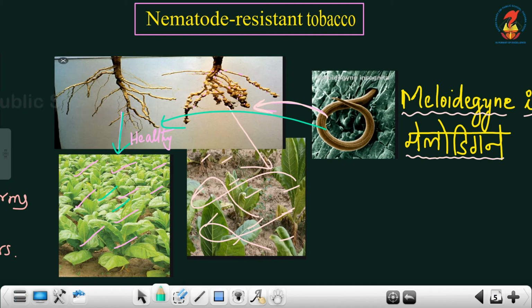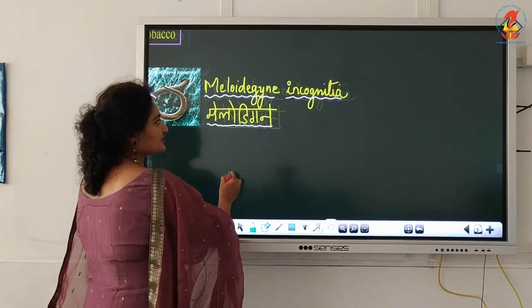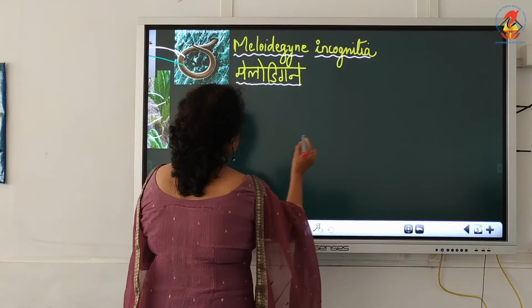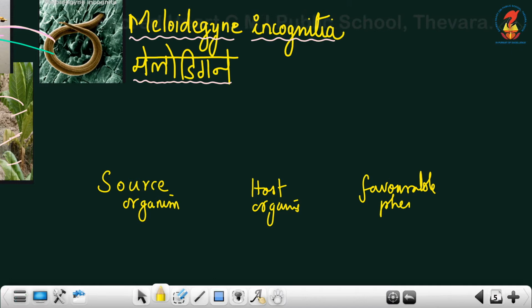And look at the healthy leaves here. So we are going to see the strategy operating here. It goes on the same lines as I told you. I'll bring that protocol or strategy. We have the source organism, and we have the host organism, and the favorable phenotype.